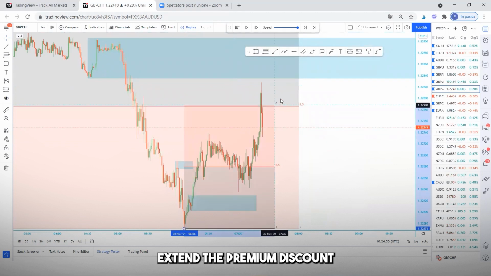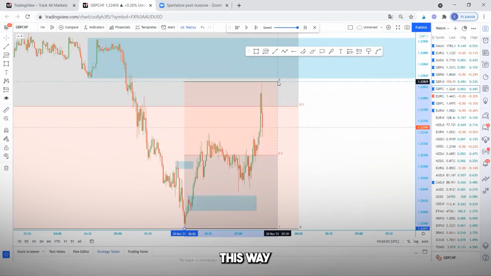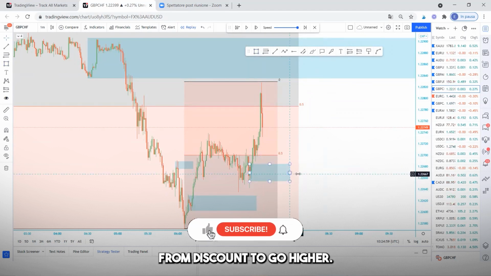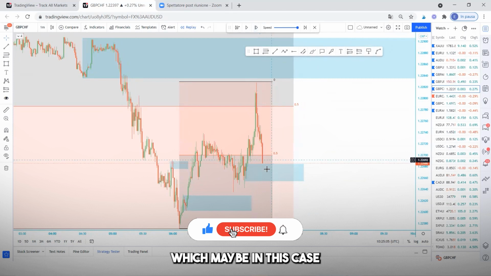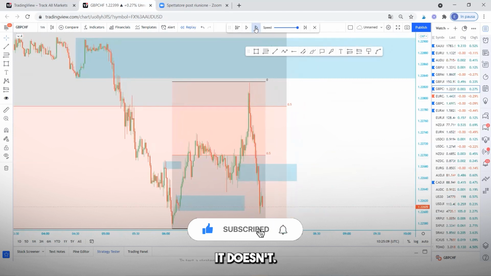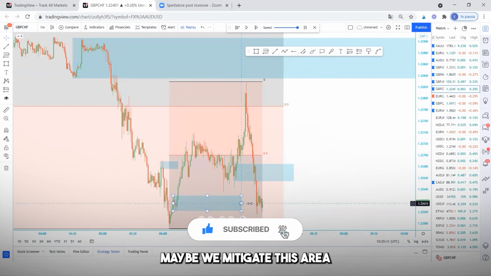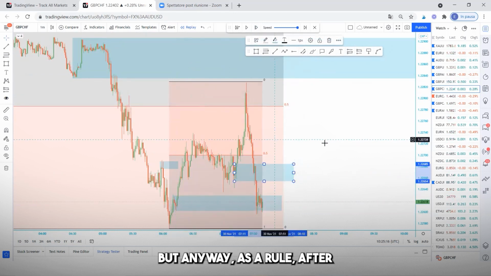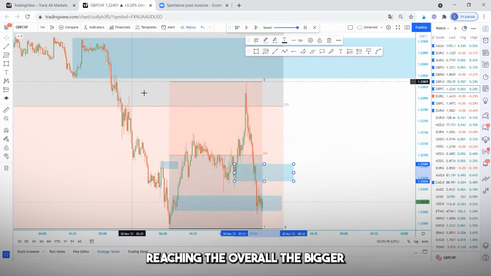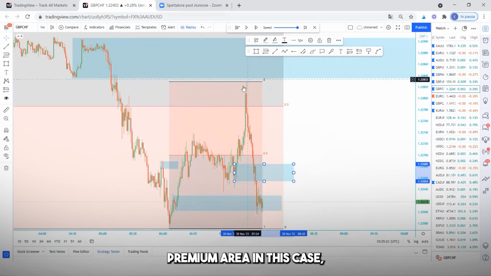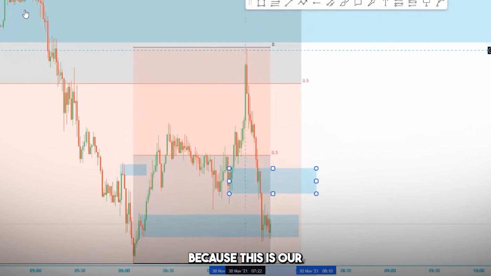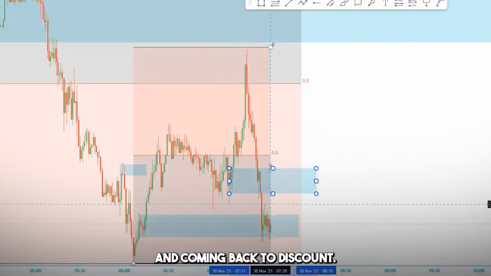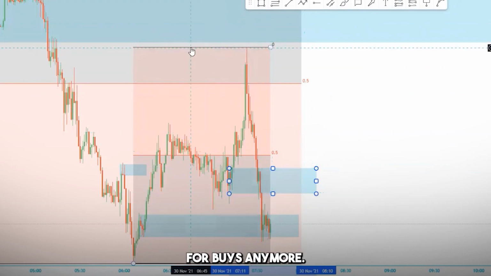They would extend the premium and discount in this way, and they would still look for buys from discount to go higher, which maybe in this case holds too. I don't know, let's see. It doesn't from here. Maybe we mitigate this area and we hold this area and we come back up. But anyway, as a rule, after reaching the bigger premium area, in this case, because this is a downtrend, after reaching premium and coming back to discount, we're not looking for buys anymore.